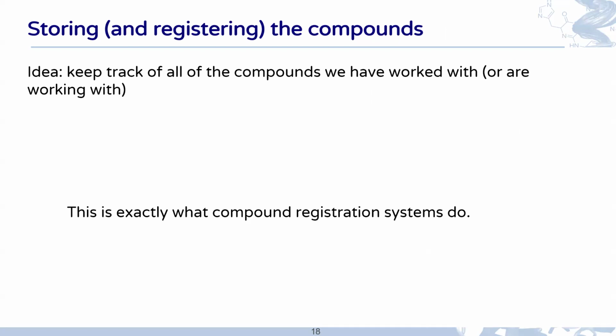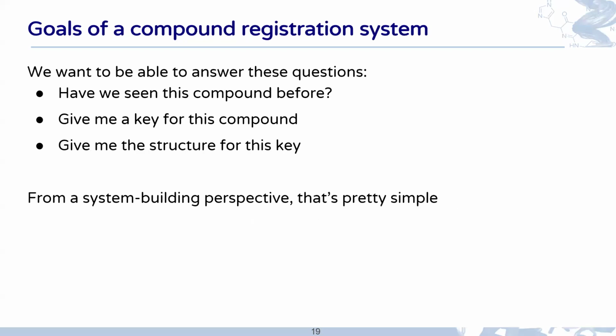If we're just talking about storing things, you could have an SD file or a big spreadsheet or whatever. But you can also just think about keeping track of the compounds we've worked with or are thinking about working with. That's exactly what you do with a compound registration system. So why not use a compound registration system for this? They're designed for it. The problem is most compound registration systems are these giant corporate things that you need enterprise licenses for, and they're a pain and just a mess. So we wanted to have something simple.